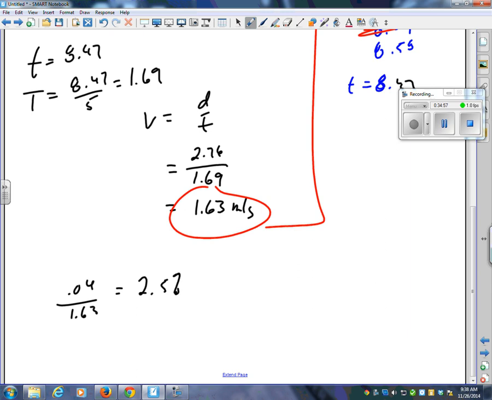Number 3 asks, what do you conclude about the direction of the net force that keeps the flying pig in uniform circular motion? Well, because it's a circle, the direction of the net force must be toward the center of the circle. Okay? It's centripetal. It must be towards the center of the circle.